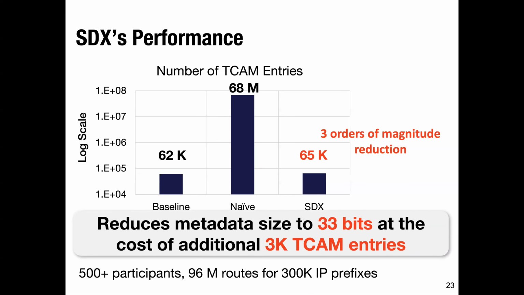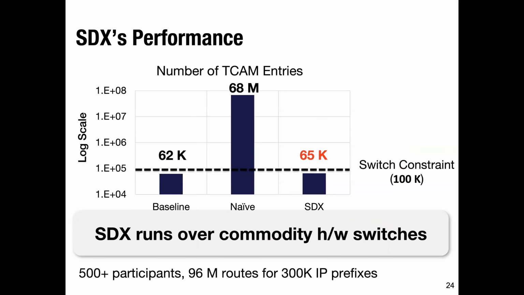And compared to the baseline that you had, 62 versus 65, you only required 3,000 extra TCAM entries, or match action table entries, in the data plane to enable this, right? So from 500-bit metadata, we are able to reduce it to just 33 bits, and the additional TCAM entries that you require are just 3,000, right? So this is an interesting result, and also, as I was saying earlier, because the switch constraint was around 100,000, this means it can run on very cheap commodity hardware switches. You don't really need a sophisticated or expensive switch to make this work.